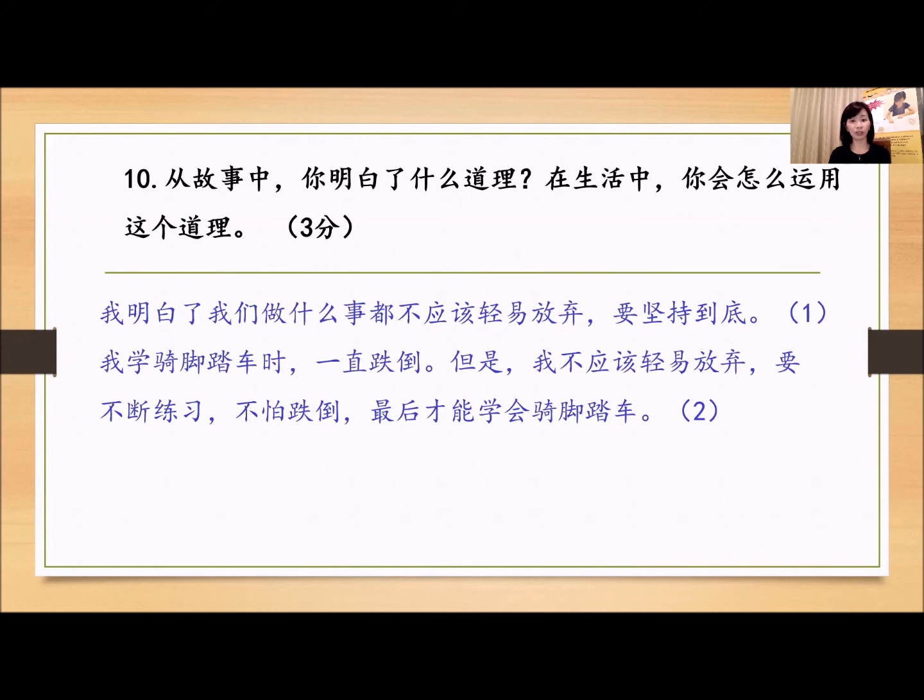我学骑脚踏车的时候一直跌倒，但是我不应该轻易放弃，要继续练习，不怕跌倒，最后才能学会骑脚踏车。Okay, this question is asking the student 你会怎么运用这个道理 so you can answer in a sense that this thing may not have happened and you will do it this way. Okay, there are some questions you ask it differently, so maybe you have to say what you have done before. Okay, so I hope my explanation for these 10 types of questions is clear.